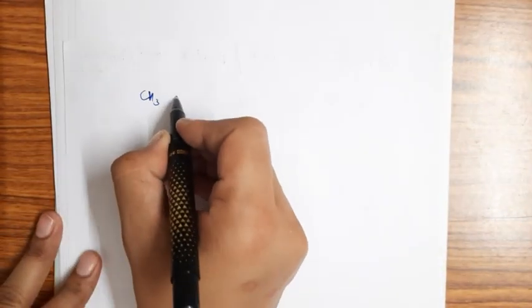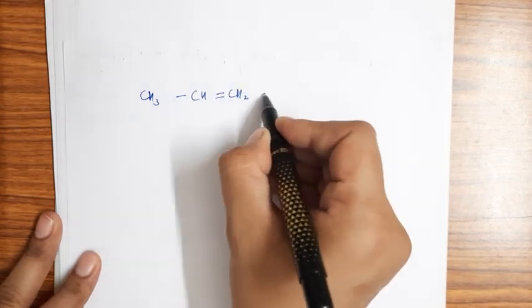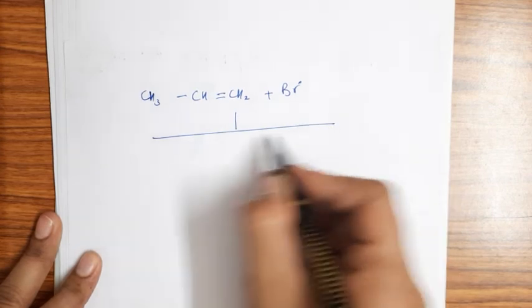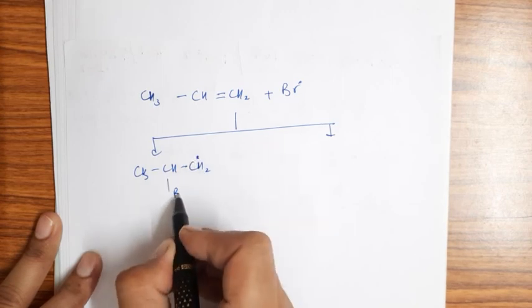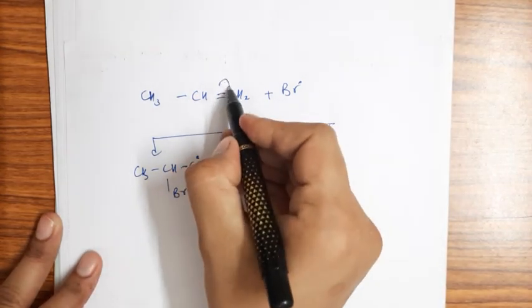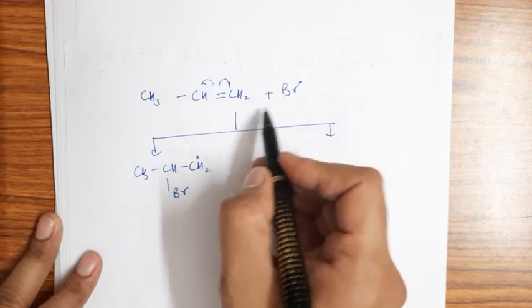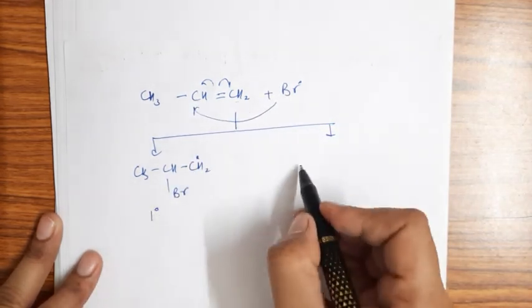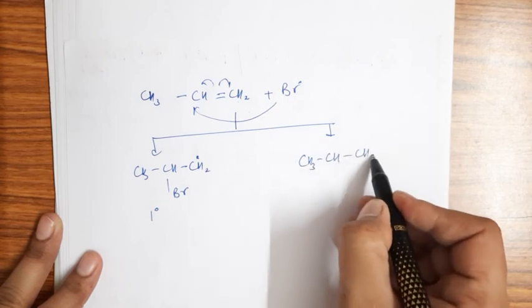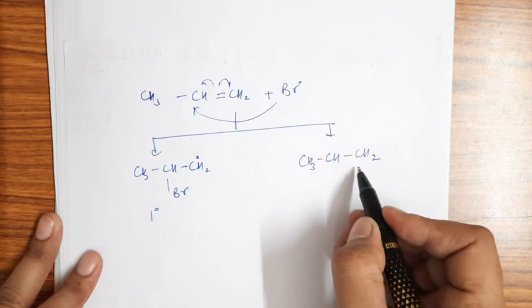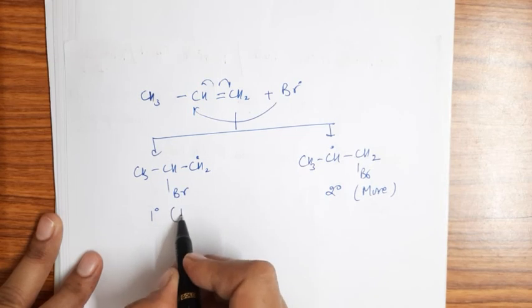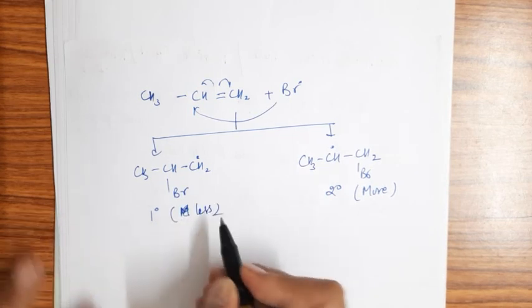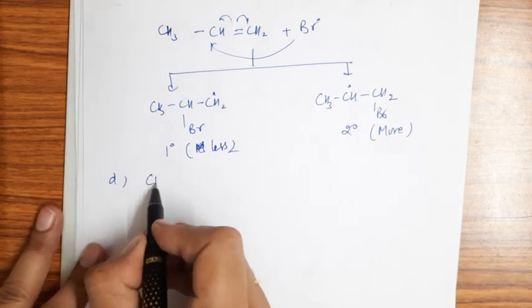So the reaction is CH3CH double bond CH2 plus bromine free radical. There will be a possibility of CH3CHCH2 and Br. One possibility is this, right? That means Br is attached to here, so this will be the 1 degree free radical, and the second is the 2 degree, and it is more stable. This is less stable.